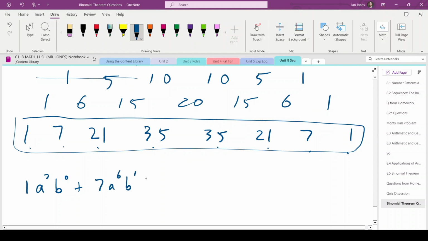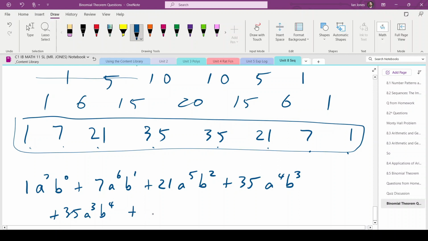So I would have 1, a to the 7, b to the 0, plus 7, a to the 6, b to the 1, plus 21, a to the 5, b squared, plus 35, a to the 4th, b cubed, plus 35, a to the 3rd, b to the 4th, plus 21, a squared, b to the 5th, plus 7, a to the 1, b to the 6, plus 1, a to the 0, b to the 7. Anything to the 0 is 1, so those ones didn't need to be written. Coefficients of 1 don't need to be written. And there we have the expansion.